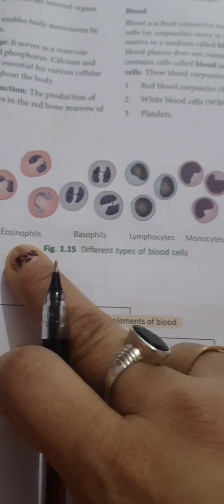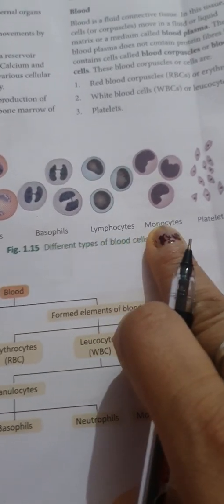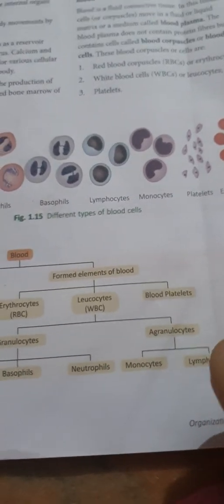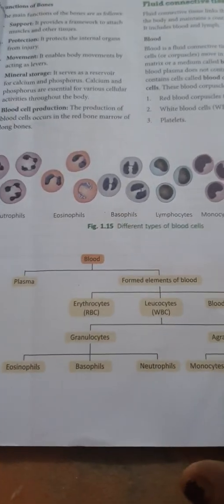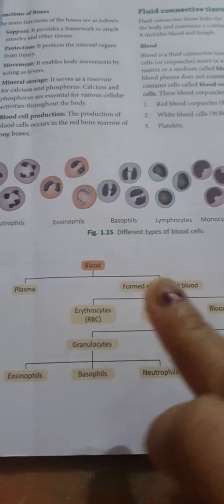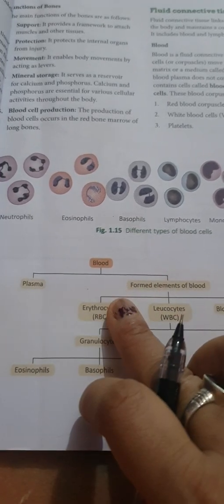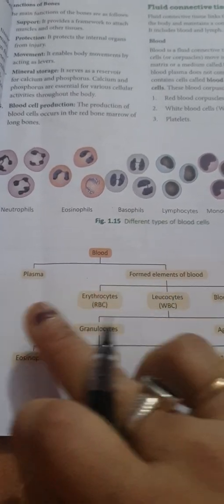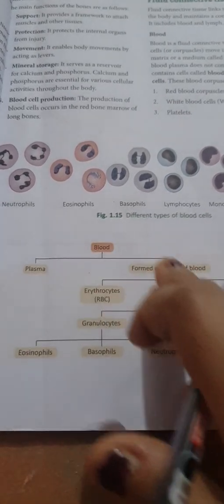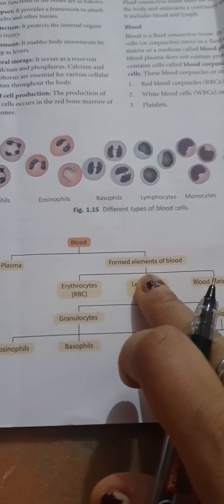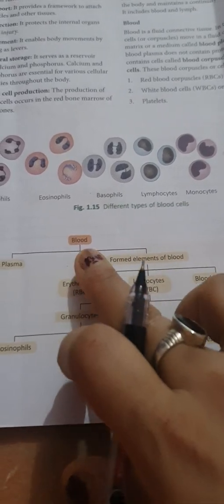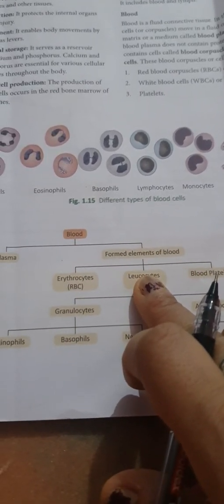And these are the lymphocytes, basophils, eosinophils, neutrophils and monocytes, which are the different types of blood cells which blood consists of. Now you can see here there is a table given. In this table you will find the blood is differentiated into two parts. First is your plasma and second is the elements of blood, meaning blood is formed of elements of blood.